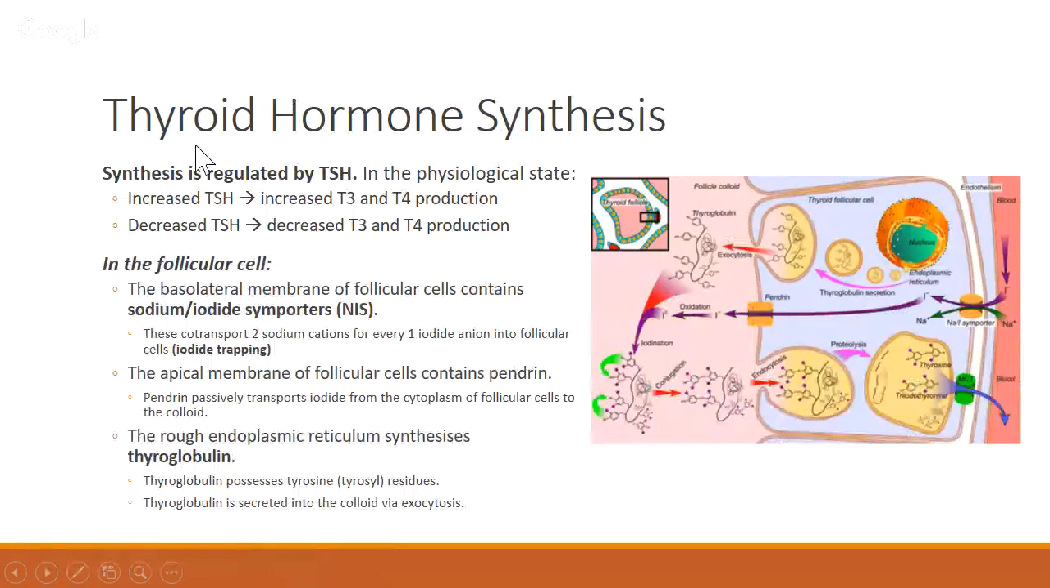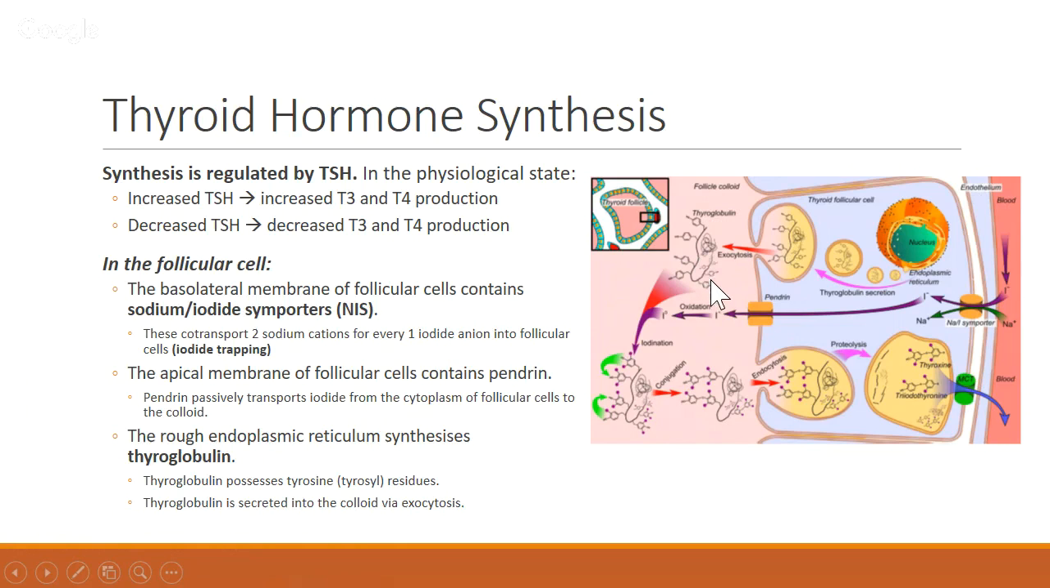Okay, so I'm not going through thyroid hormone synthesis, but essentially, this is the blood, this is the thyroid follicular cell, and this is the colloid lumen. Iodide is taken up into the follicular cell, and the follicular cell makes thyroglobulin as well. Thyroglobulin and iodide are both secreted out into the colloid-filled lumen.